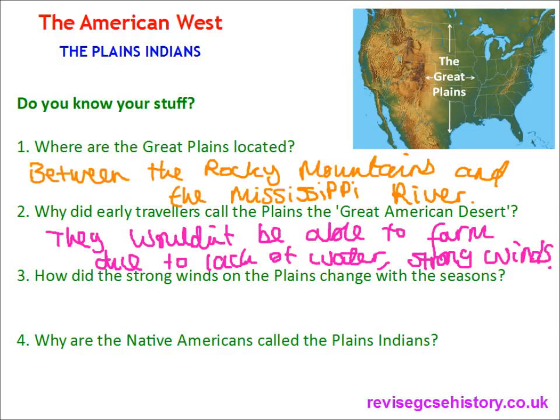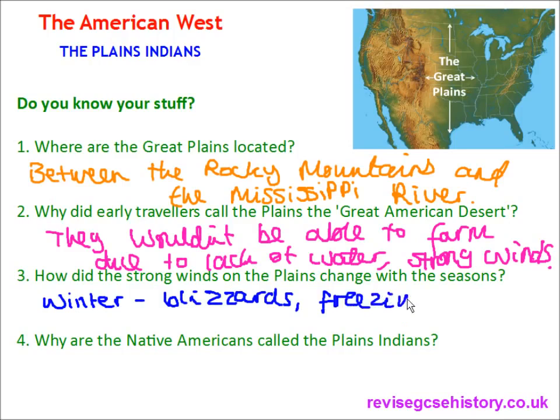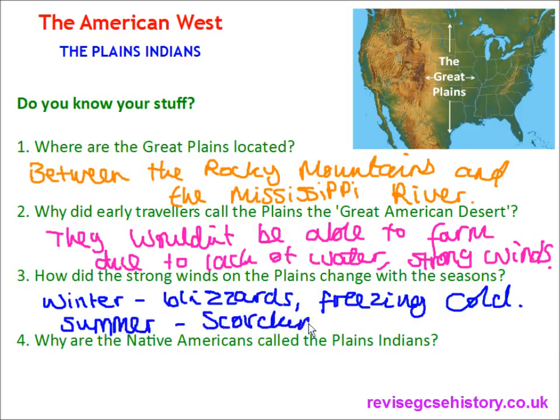How did the strong winds on the plains change with the seasons? Well, in winter they brought blizzards and freezing cold weather, and in summer they brought scorching hot heat. And it was very unpleasant. They blew all year round.